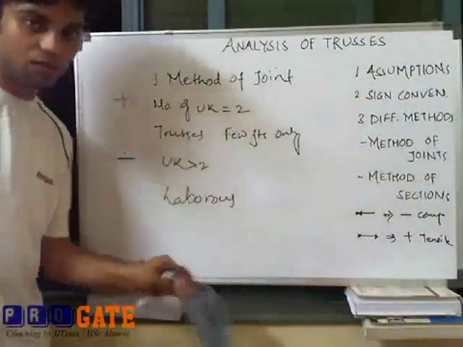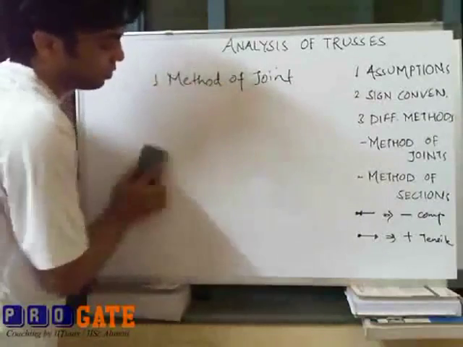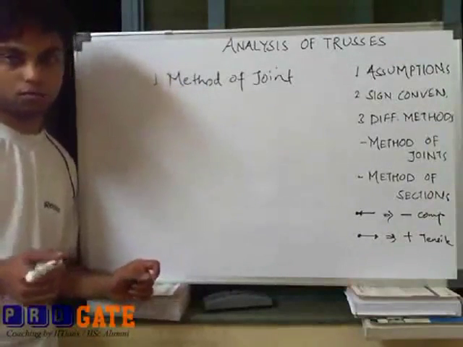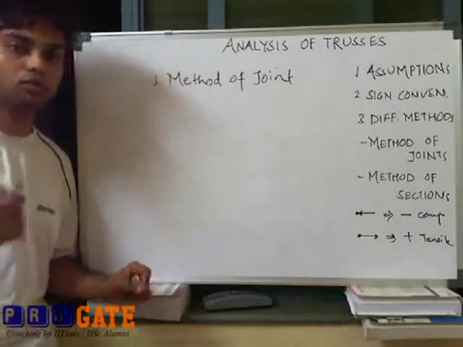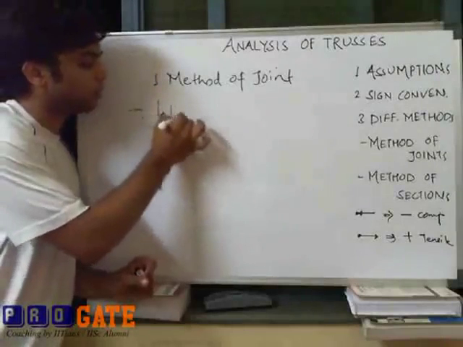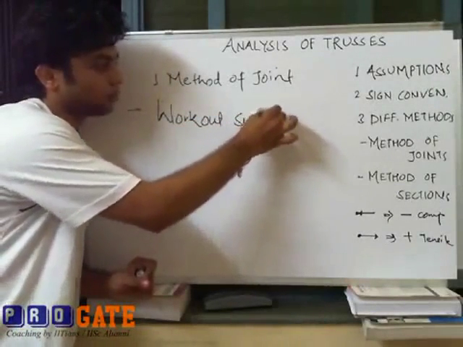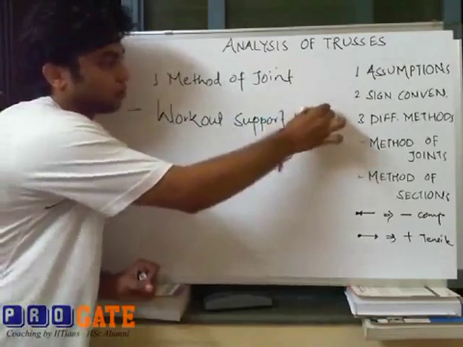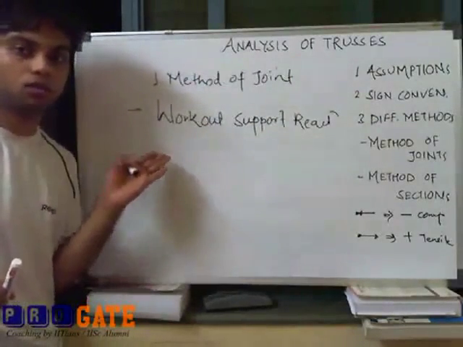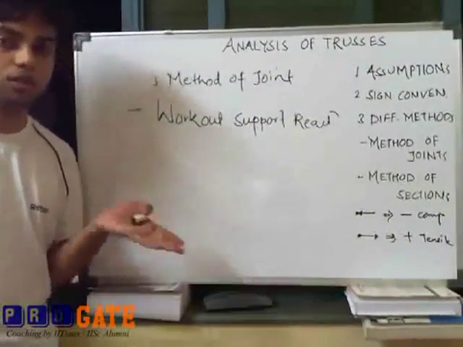Okay, now we will discuss what the actual steps or the algorithm of this method of joints are. What steps are involved if we intend to solve a problem by using the method of joints? The very first is working out the support reactions. Before any truss is solved, we must work out the support reactions. What are the magnitudes and natures of the support reactions? That must be known before beginning the problem.